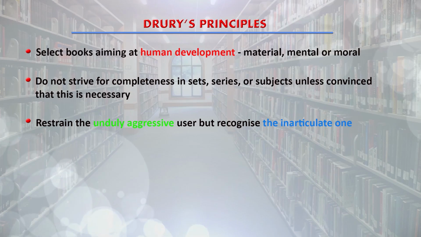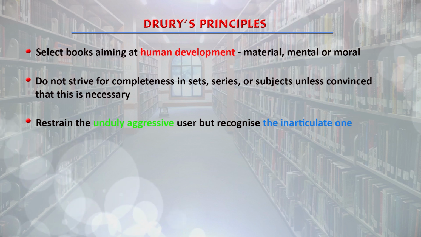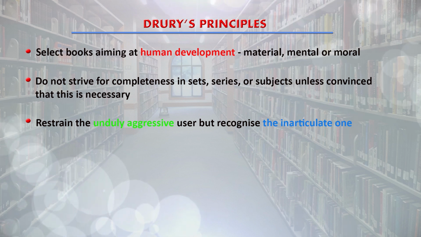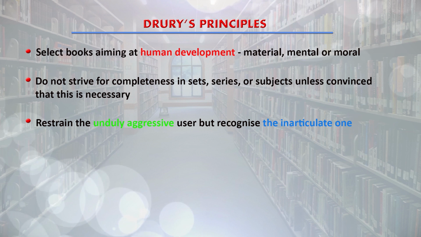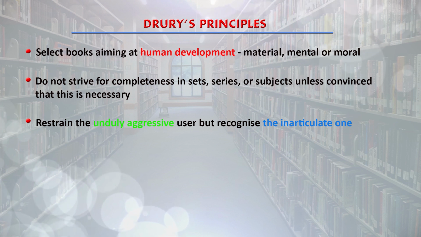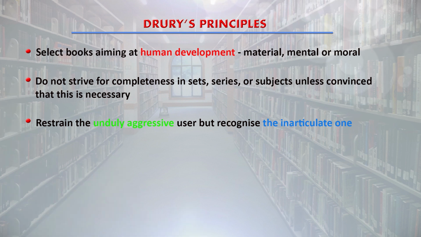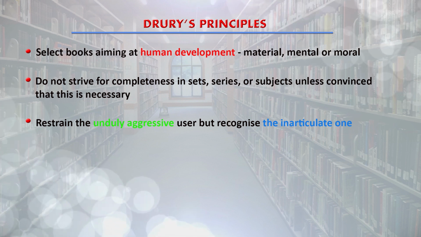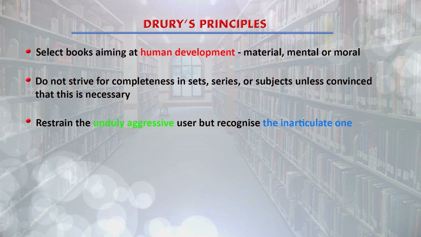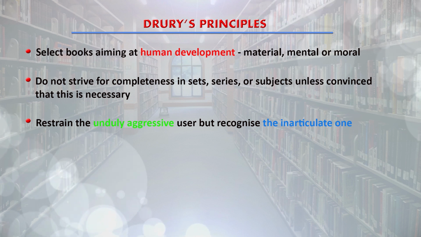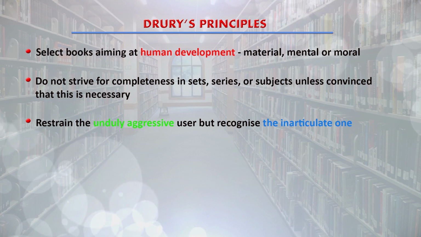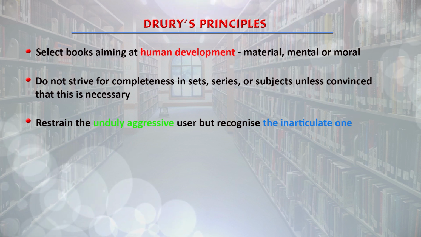If we go further into Dury's principles, he says to select books aiming at human development, and this means material development, mental development and moral development. So, not only the criteria you apply in educational institutions, the references or the general criteria, it is very important that we aim at developing our users ethically. Their mental development is also very important. And if you get multi-volume or multi-series books, you should acquire only what really serves the purpose of the institution.